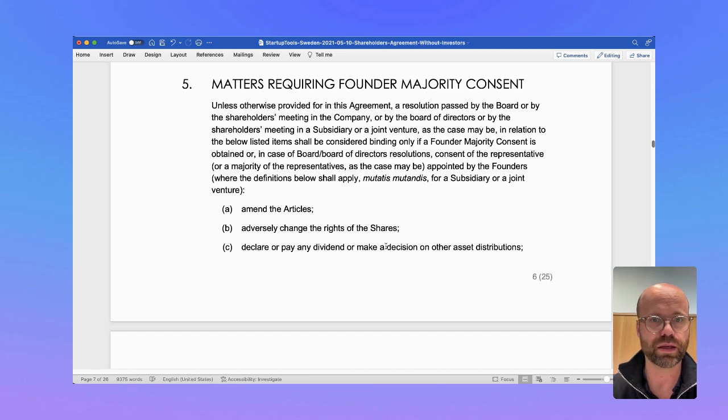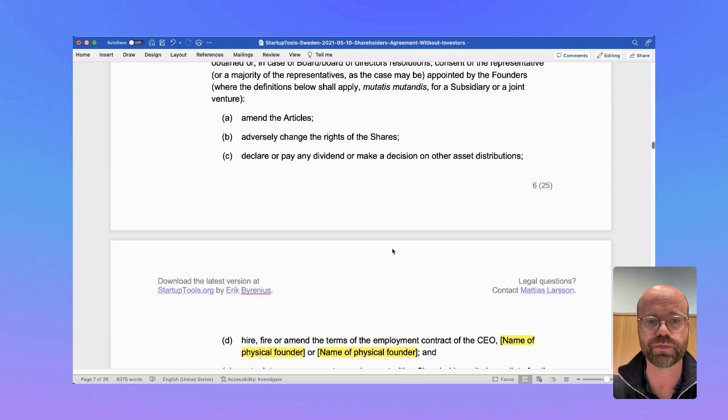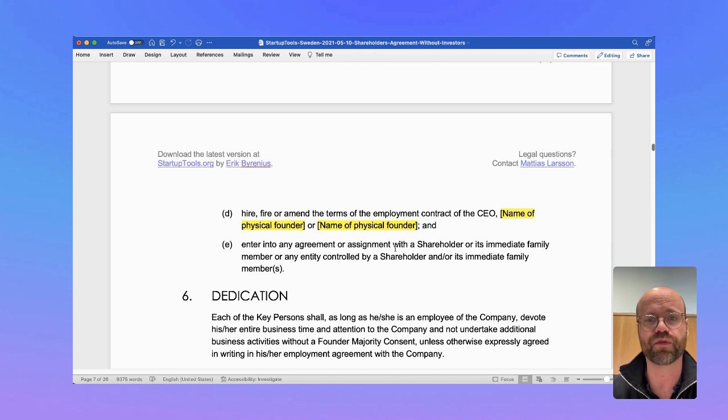And at a later point in time, if this company brings in minority investors, such as venture capitalists, they would want something similar, where investor majority is needed to make certain types of decisions. This is to protect their minority interests as investors. So, for instance, if a founder has brought in investors and then wants to substantially increase their salary, that will typically be something that requires an investor majority to protect the investors' interests. And it says here in point D, there's a similar clause where it comes to founder majority.